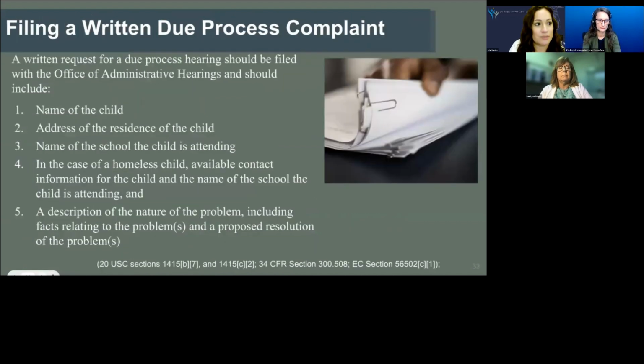Filing a written due process complaint. So a written request for due process hearing should be filed with the Office of Administrative Hearings and should include the name of the child, the address of the residence of the child, the name of the school the child is attending. In the case of a homeless child, available contact information for the child and the name of the school the child is attending, and a description of the nature of the problem, including the facts related to the problem or problems, and a proposed resolution to the problem or problems. Next slide, please.